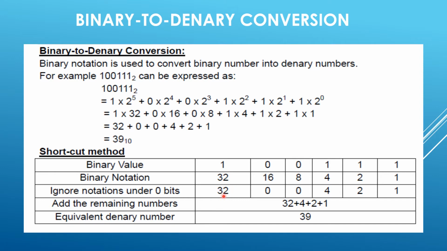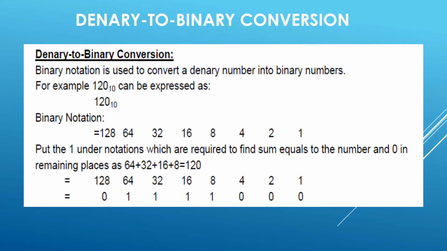So here we have 32, we have 4, we have 2, and we have 1. These binary notations have the on values. So we will be adding these. 32 plus 4 plus 2 plus 1 gives us 39. So this way the number 1001111 is converted into an equivalent denary number, which is 39.